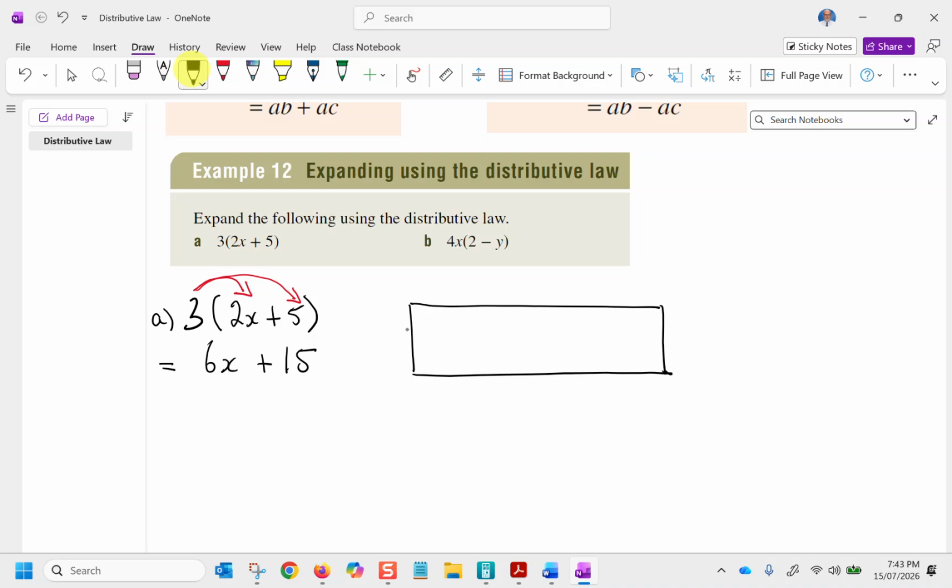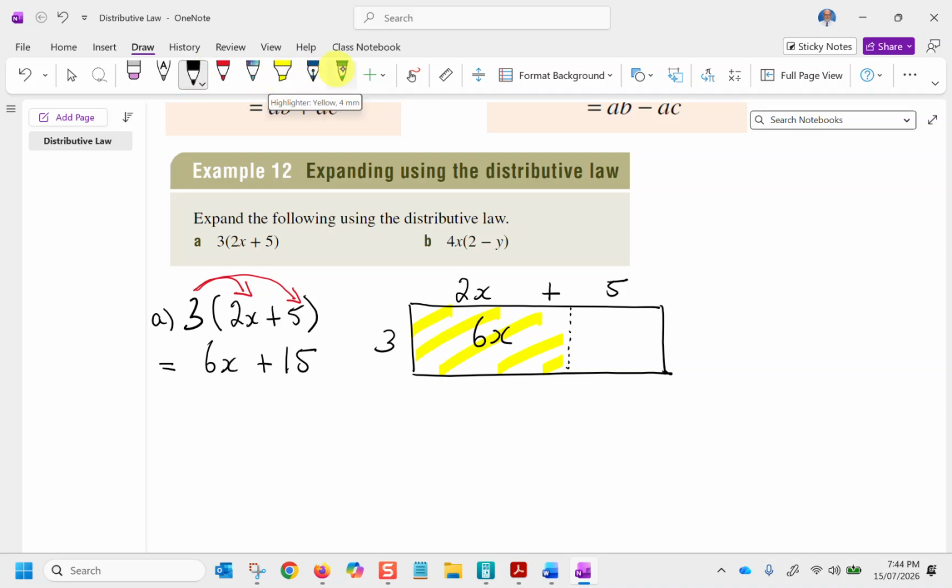Now the width of the rectangle is the number 3, and the length of the rectangle is 2x plus 5. So we put a little dividing line down there. And now we have 2 smaller rectangles. The area of this first rectangle here, length by width, is the 3 multiplied by the 2x. So 3 times 2x gives 6x.